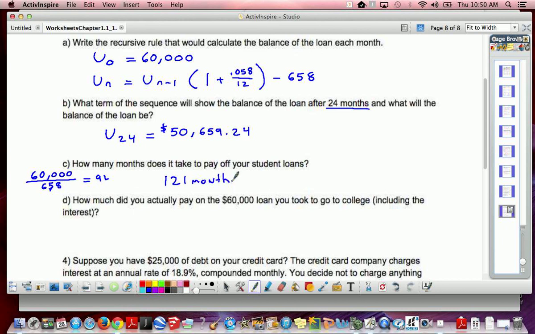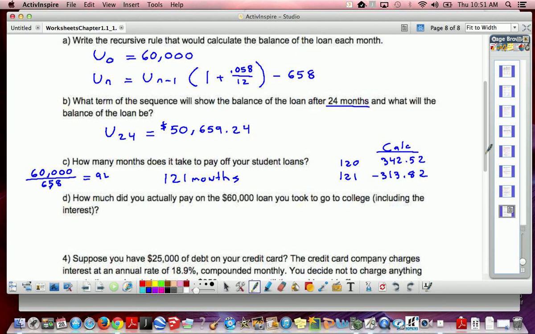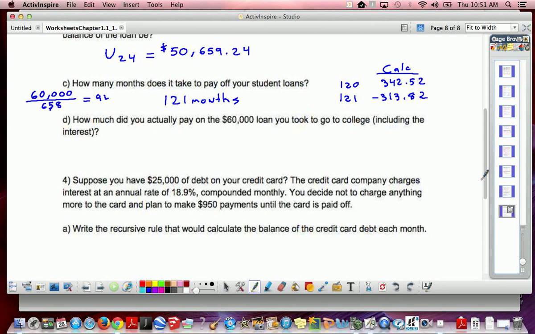If I think about that, if I divide that by 12, that's a little bit over 10 years. And usually college loans take about 10 years to pay off. So I'm just going to note here on my calculator at month 120 and 121. At month 120, there was $342.52 left, and then this was negative $313.82. So on month 121, I overpaid by that $313.82.